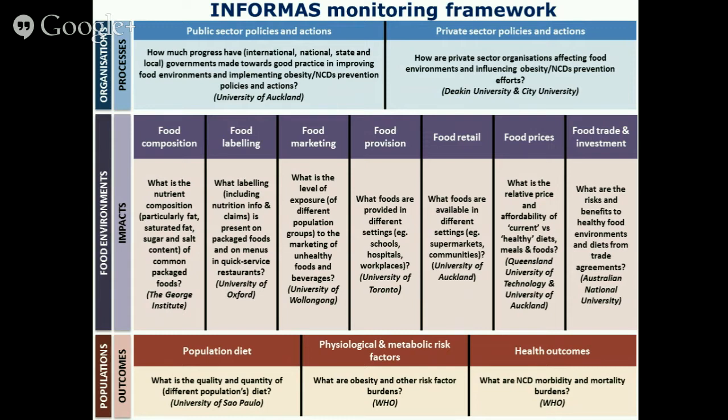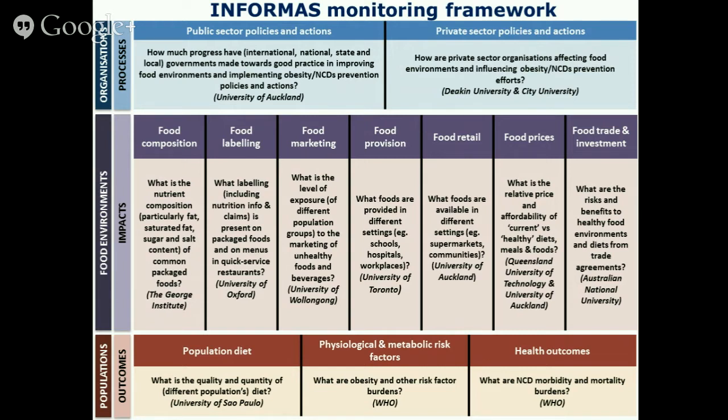A new monitoring framework was developed, including 2 process modules on the top. These modules aim to assess the extent of implementation of priority policies and actions by governments and the private sector. Then INFORMAS has developed 7 impact modules to assess key aspects of food environments, mainly food composition, labeling, marketing, retail prices, food in public sector settings, and food in trade and investment agreements. And another module on food production is under development.